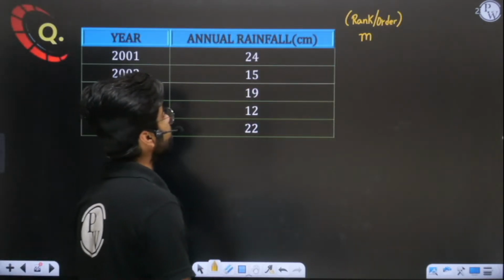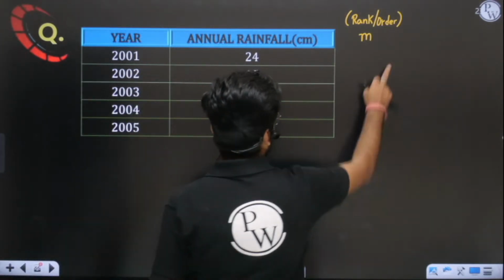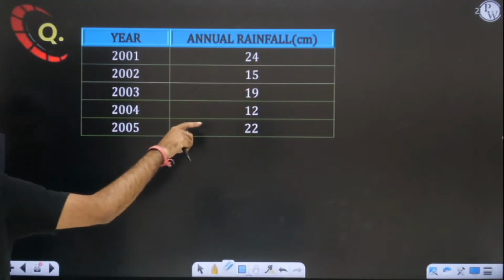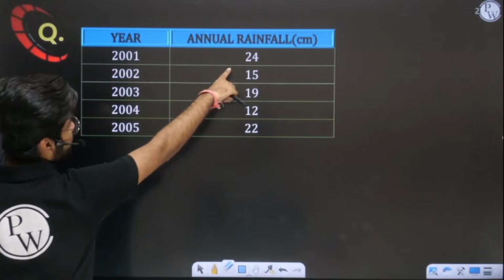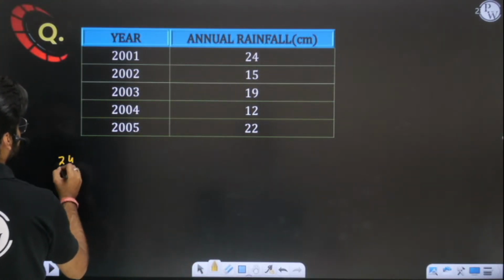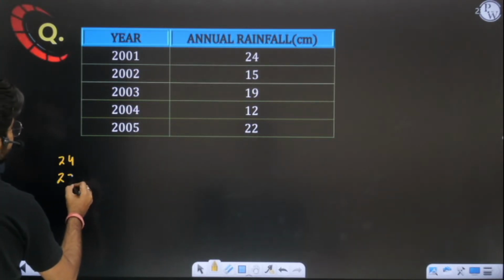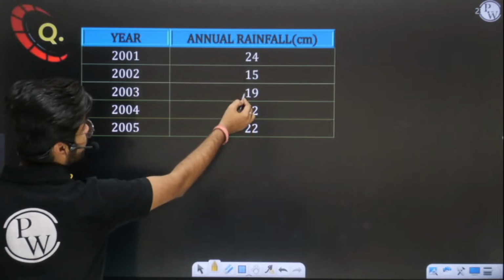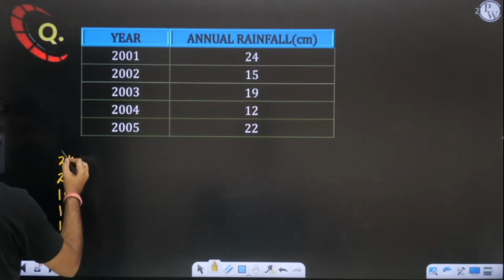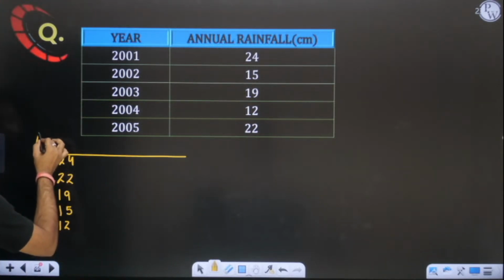First I have to arrange them. If you arrange this data, obviously, which one is the highest? Highest one is 24 here. Second one is 22. Third high, we have to arrange in descending order. Then 19, then 15, then 12. Arrange it in descending order. I hope this thing is clear to you. Here we have annual rainfall.